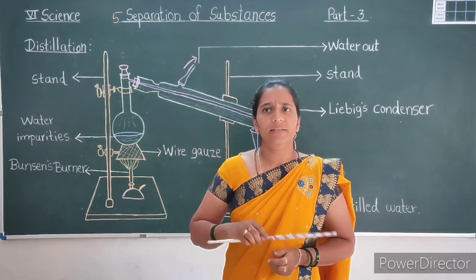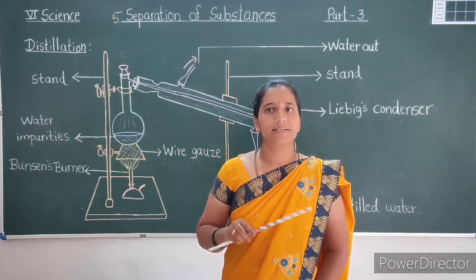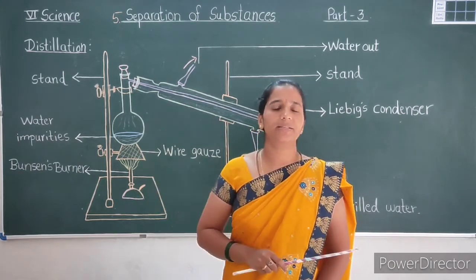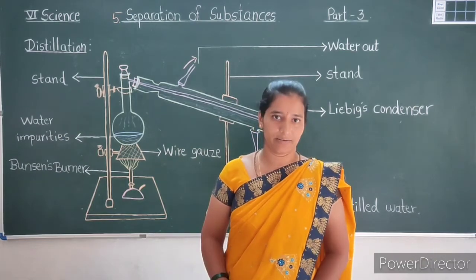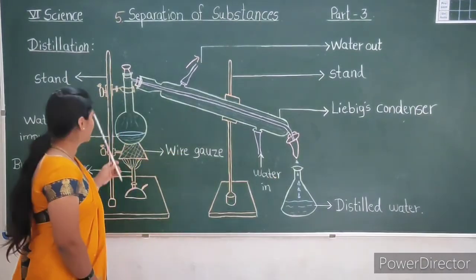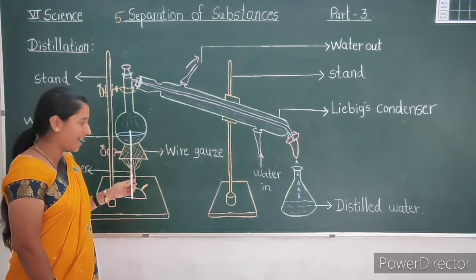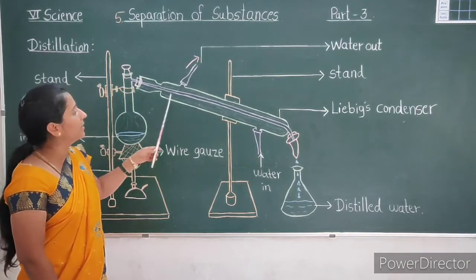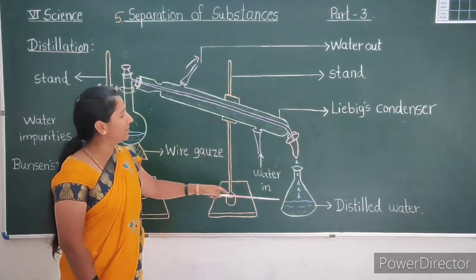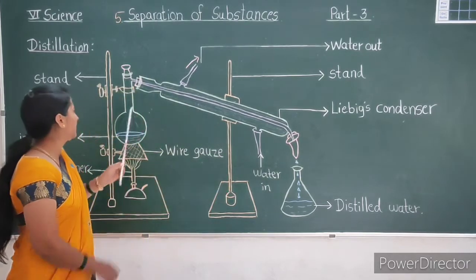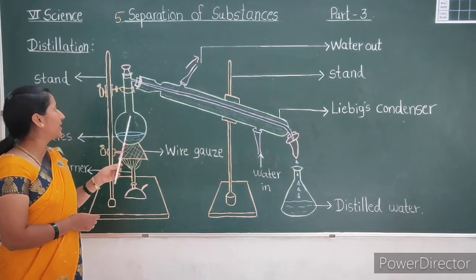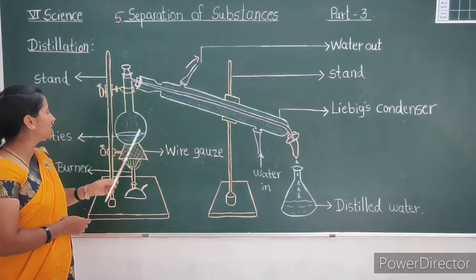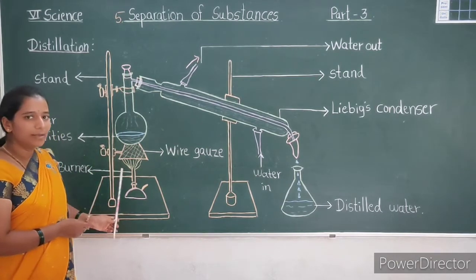Distilled water is used in laboratories. A special apparatus is used to get distilled water. The apparatus consists of a stand, round bottom flask, Bunsen burner, a wire gauze, a Liebig condenser and a flask. The impure water you have to take in the round bottom flask. The impure water you have to heat using the Bunsen burner.